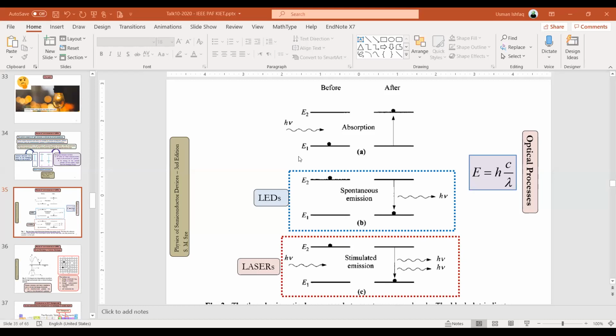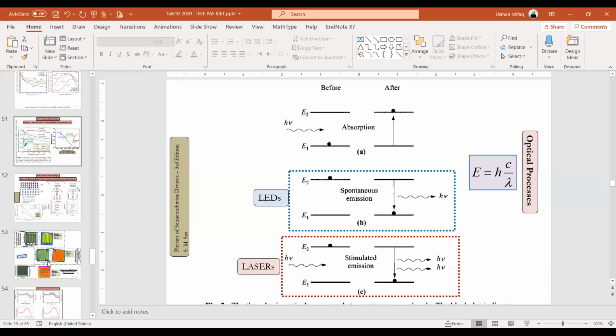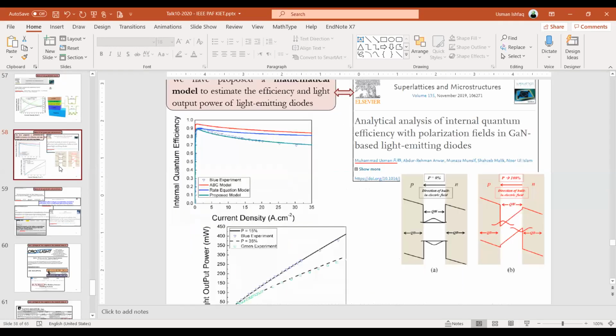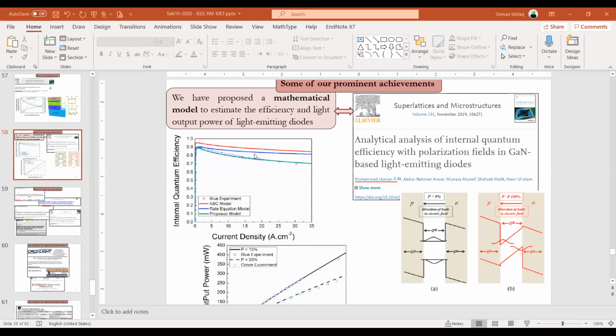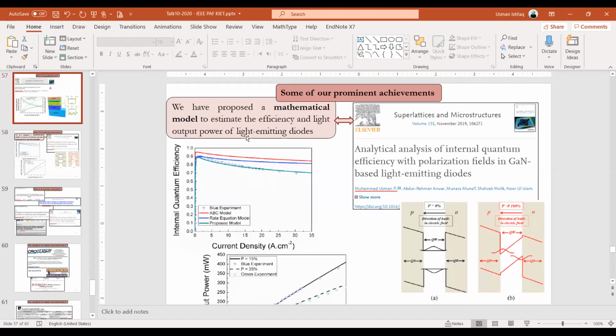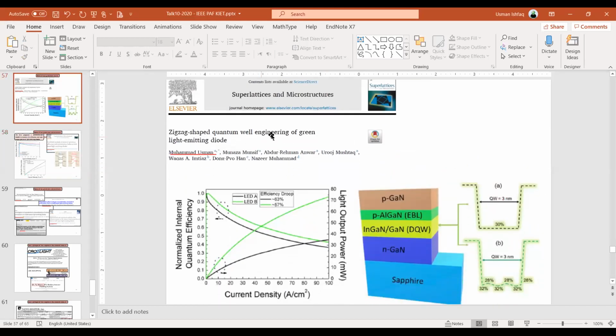Okay, so we are working on these kinds of things, if you are able to see my screen. As I said earlier, we are either doing mathematical modeling or we are doing band gap engineering, quantum well engineering, where we do simulation and try to propose efficient devices. So this is what we do in GIK.